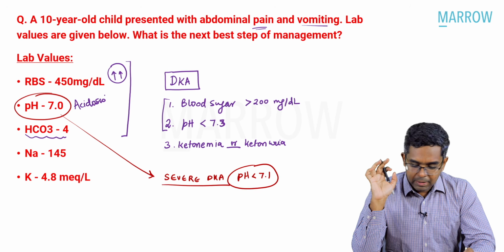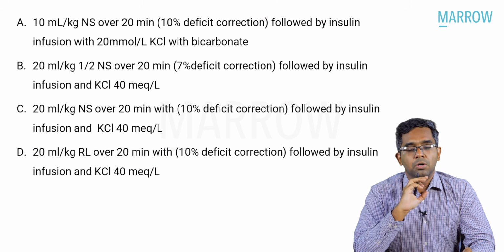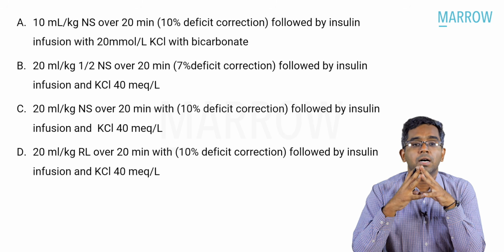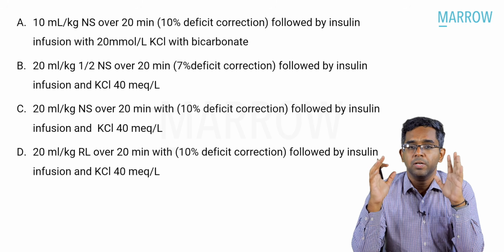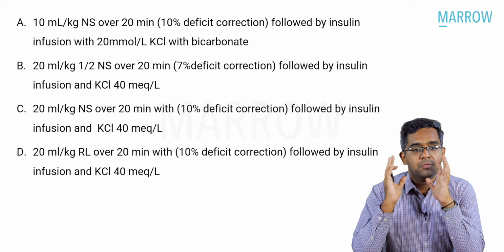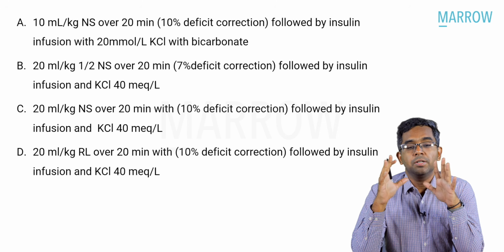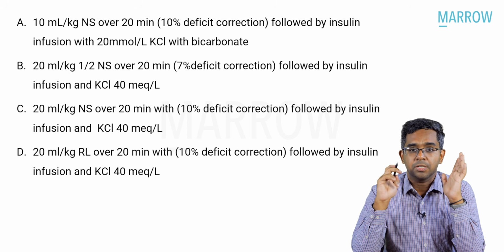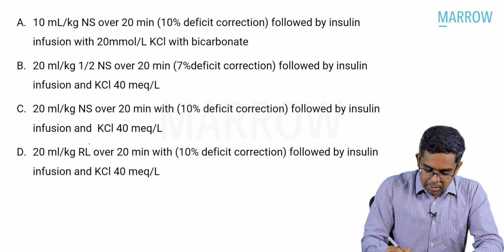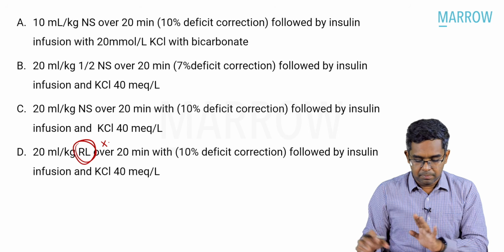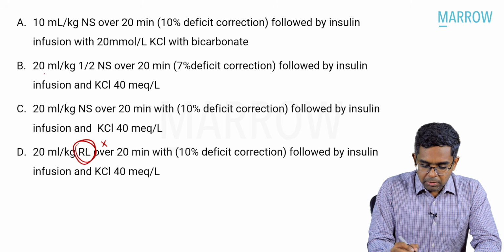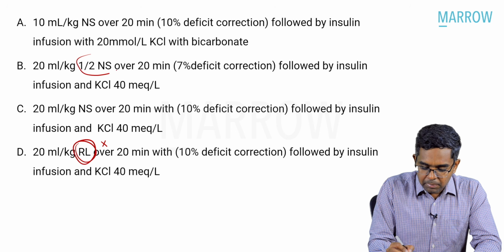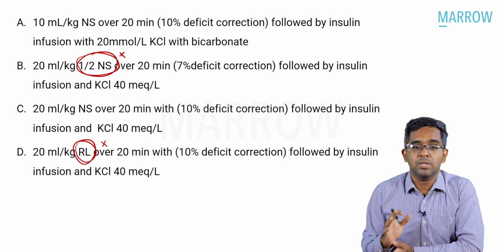Question is, what should be the next best step in the management? Everything is related to fluids actually, right? And this is purely based on guidelines. First and foremost thing, what is the type of fluid you're going to use in DKA management? It is NS, normal saline. So the last option, having ringer lactate, is wrong. That is out. Second option, 20 ml per kg of half normal saline, that is also out. We are not using that fluid. It is only NS which we are using, right?